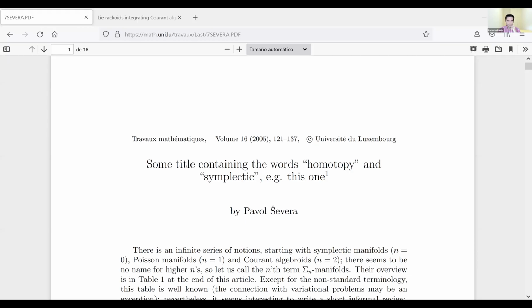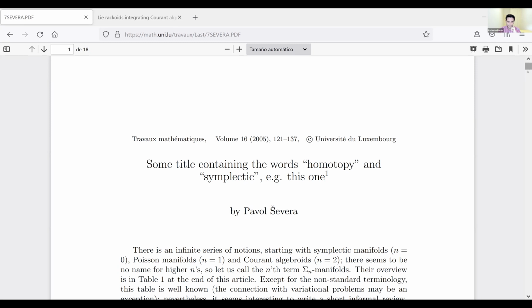Okay, so let me start by answering probably a question that was posed yesterday at the end of the lecture, about the integration of Courant algebroids. Properly means to give the proper references rather than giving a complete answer. So there is this very special paper, with a title containing the words homotopy and symplectic, by Pablo Ševera.